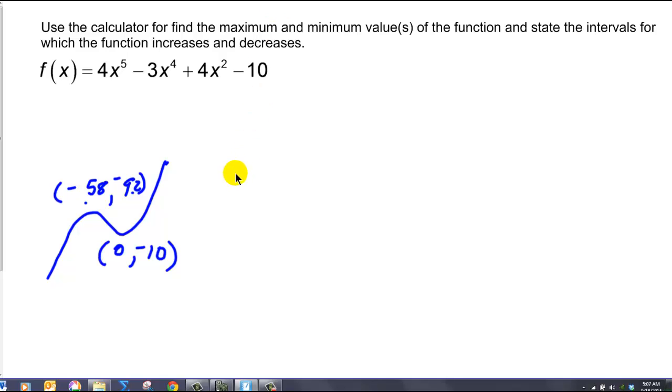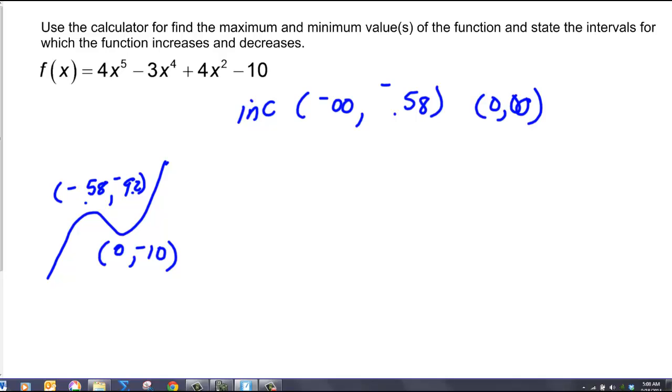So given that, we can now state where our maximum and minimum values are, as well as where this function increases and decreases. Let's go increasing first. So you'll notice we increase as we come from here up and then from here up. So in terms of interval notation, I go from negative infinity to negative 0.58. And then once again, I go from 0 to infinity.